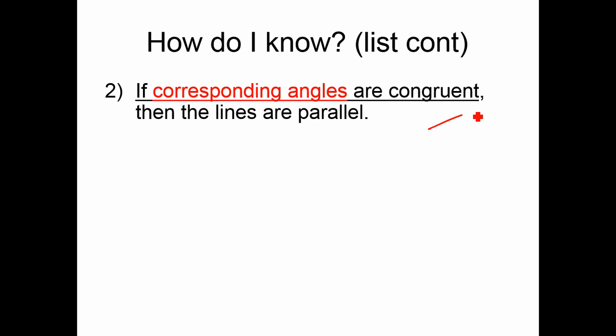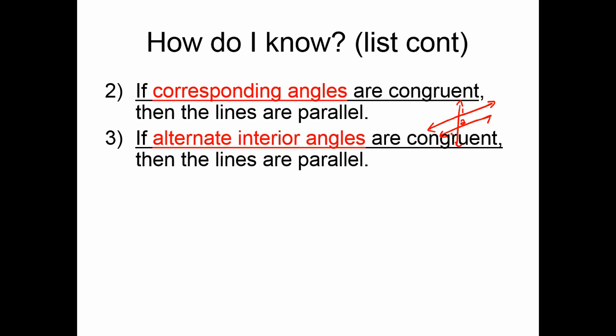So corresponding angles, if I have two lines cut by a transversal, would be, for instance, this angle number 1 up here, and this angle number, where would that be? Right there, angle number 2 down there. So their corresponding angles are congruent. If their alternate interior angles are congruent, then I know for a fact that the two lines are parallel. Alternate interior would be like angle number 2 and angle number 3. If those alternate interior angles are congruent, I know for a fact that those two lines are parallel.